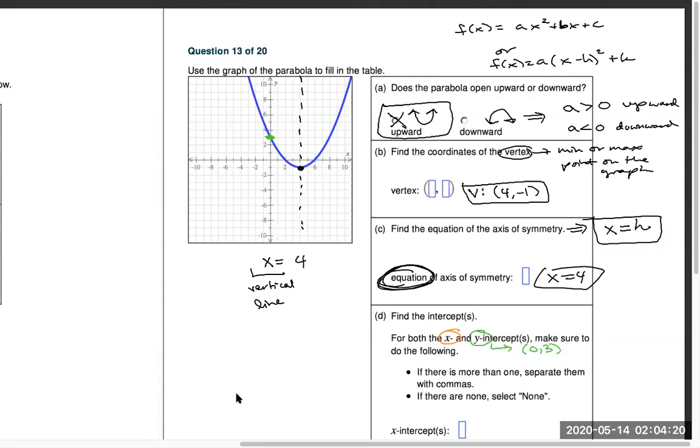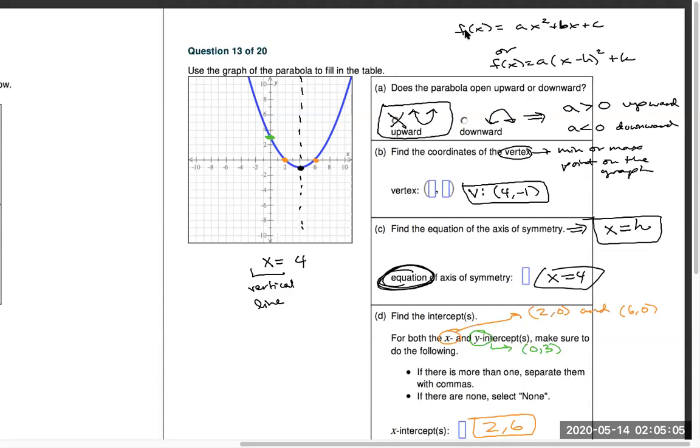And then your x-intercepts are where your function crosses the x-axis. That happens right here, which is the point 2, 0. And there's another x-intercept right here, 6, 0. Remember, for the intercepts, you could either put the point or you can just put the value. If it's the x-intercept, you're looking for the x value to be listed. So here you'd put 2 and 6 with commas.